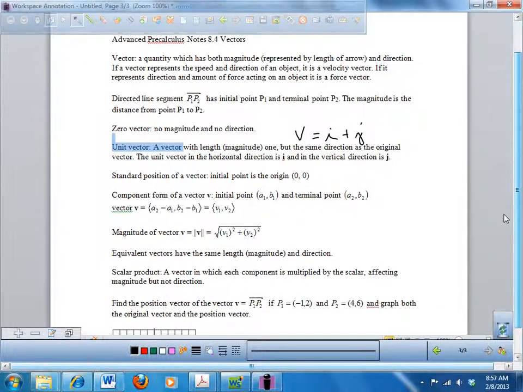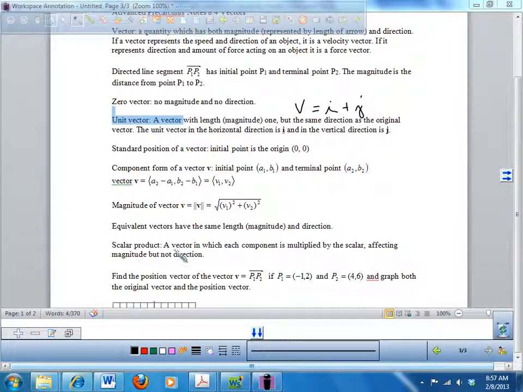We'll do some. Okay, a scalar product is a vector in which a component is multiplied by the scalar, affecting the magnitude but not the direction. So if you have a wind going, I don't know, 10 miles an hour to the northwest, if I multiply that by 2, you would have a vector going 20 miles an hour still to the northwest.